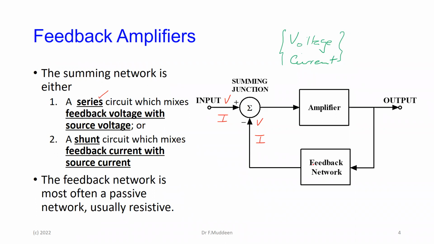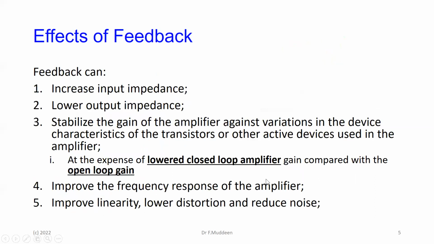And usually this is just a simple resistor network. It may be more complicated, but at this point in time, we are treating them as boxes. There's an amplifier block and there's a feedback network block, okay? So there are many benefits of feedback. We're not discussing this just for the sake of it.